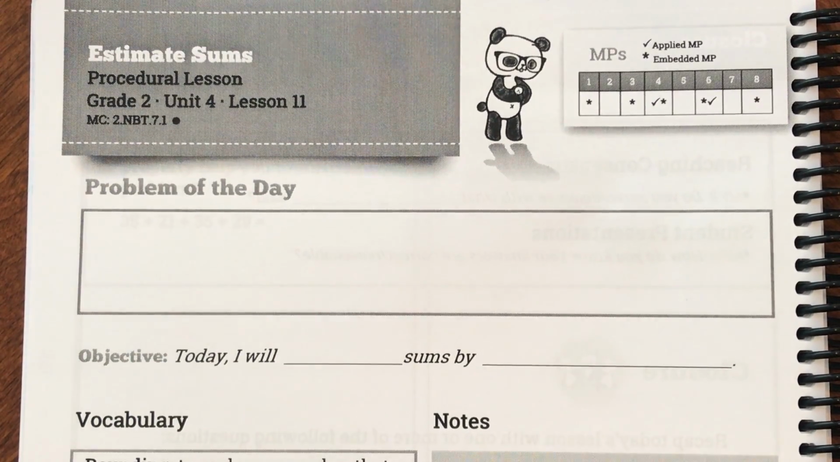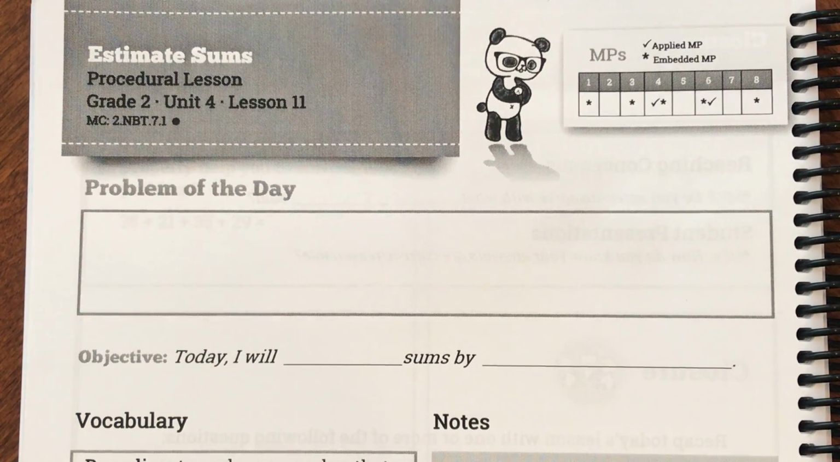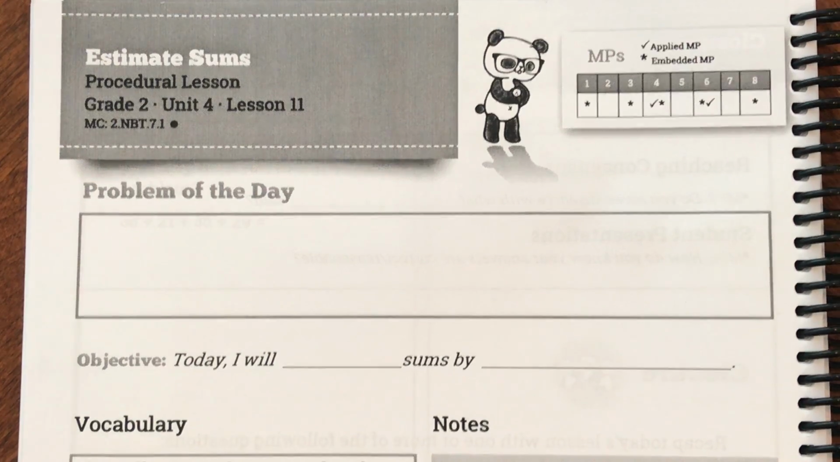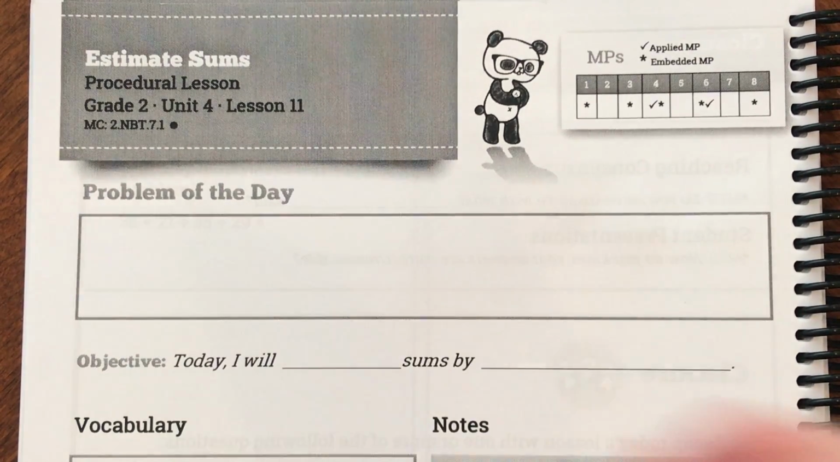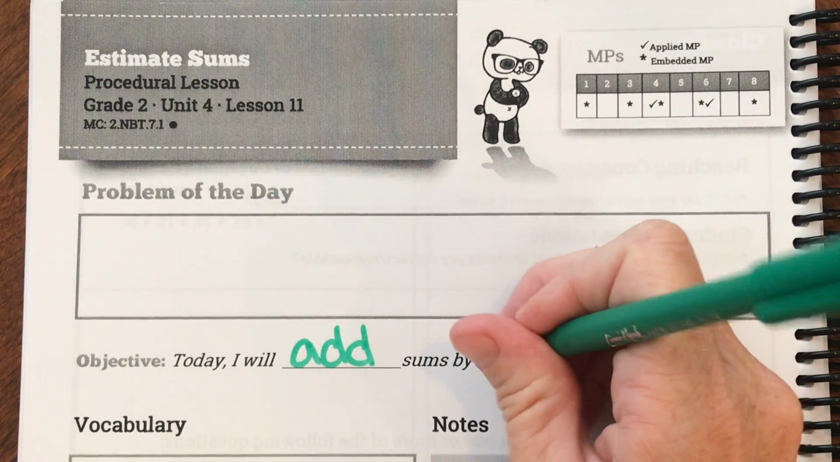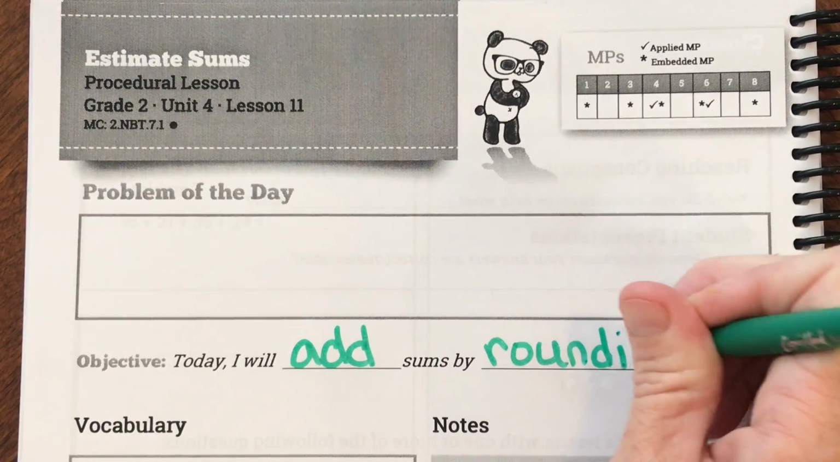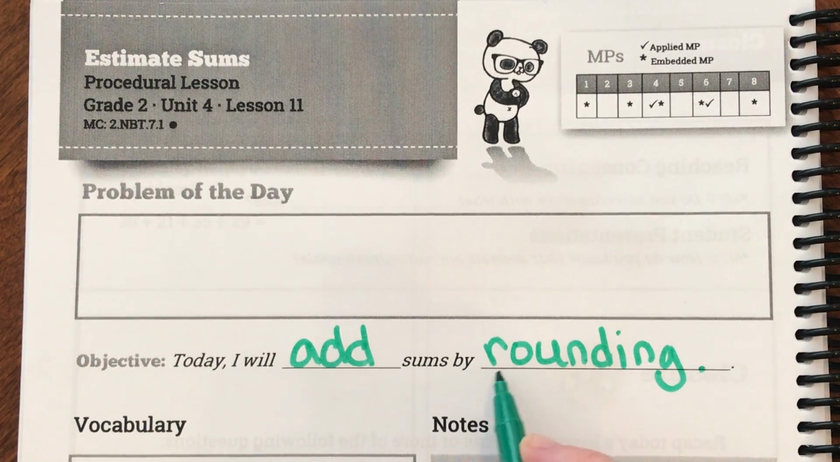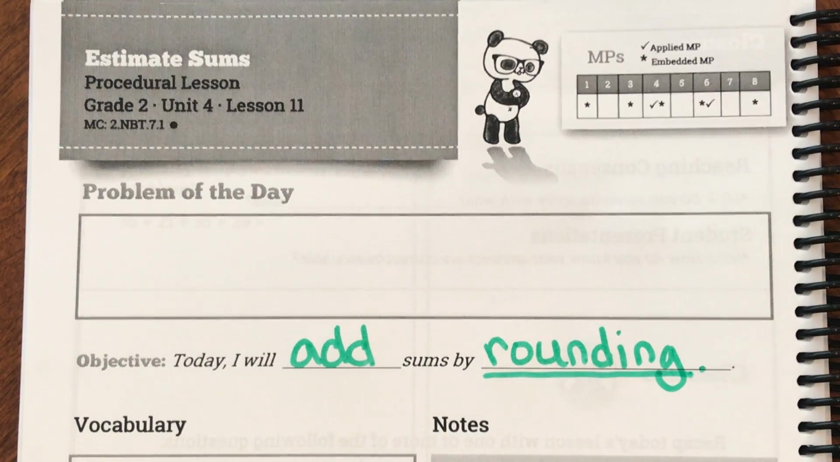Good morning, second graders. Today we are on page 259 of your student journal, page 259. Our objective, or our goal for today, is I will add sums by rounding. Okay, so we're still adding today, but our new strategy is we're going to round. Now when we round, we're not going to get an exact answer though. We're going to get an estimation, or what we call an about answer.